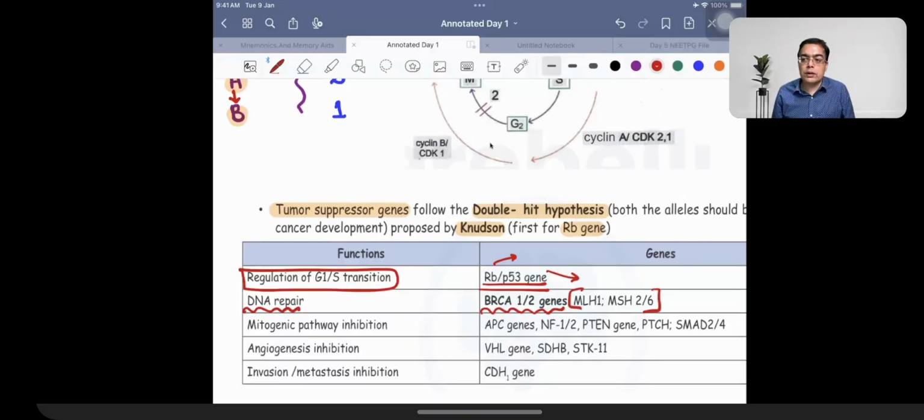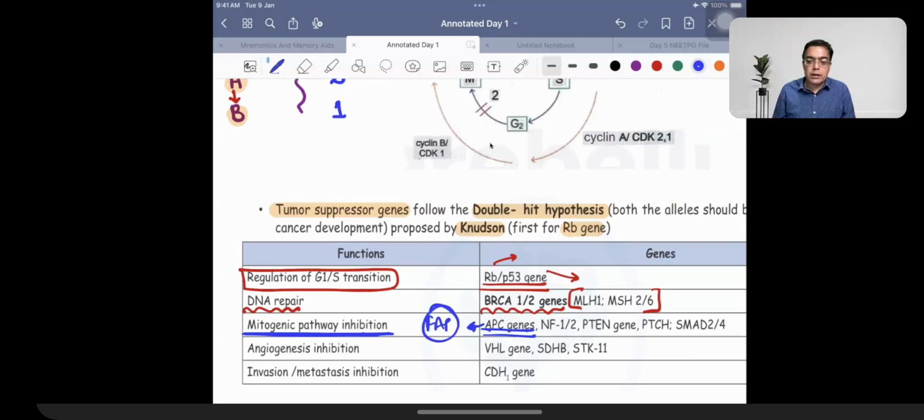MLH and MSH are associated with the term microsatellite instability, colon cancer, Lynch syndrome. Mitogenic pathway inhibition is a feature of the APC gene. Gatekeeper of colonic neoplasia, APC gene. If there is a mutation over here, high risk for development of colon cancer. Why? Because the patient has FAP syndrome.